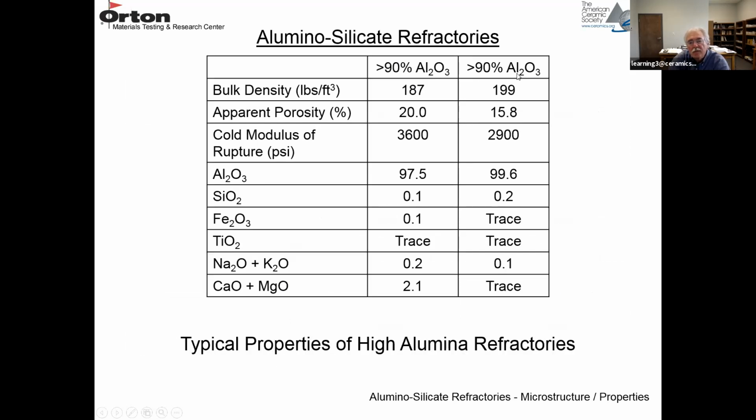And when they're in the 90% range for Al2O3, this one's approaching 190 pounds per cubic foot. This one's approaching 200 pounds per cubic foot. They're still processed with high porosities. Now the cold MOR is getting quite good. This one's over 3,000. This one's almost 3,000. And this is almost 98% alumina, and this is 99%.